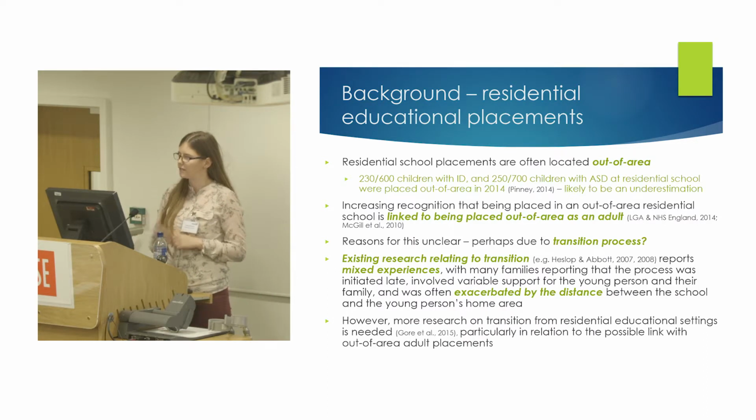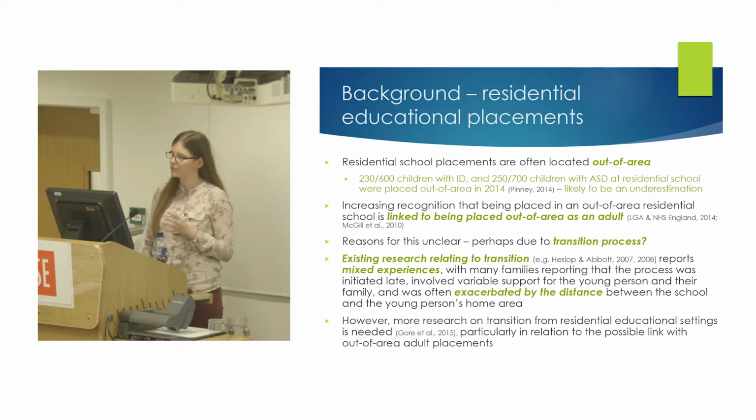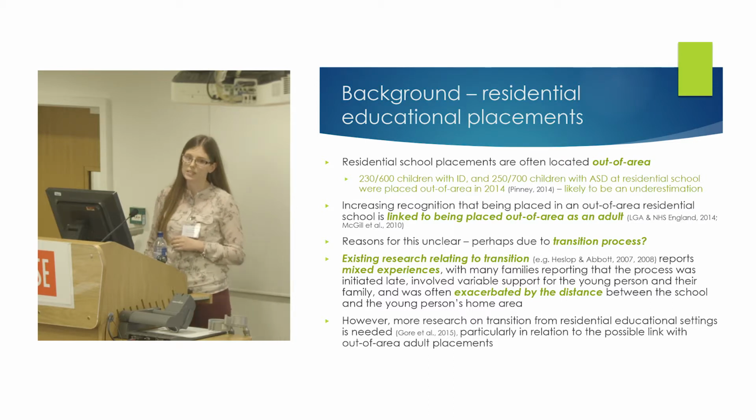A study from 2014 showed that of 600 children with intellectual disabilities who attended residential schools, 230 were in out of area residential schools. And of 700 children with ASD, 250 were placed out of area. But we know that this is likely to be quite a big underestimation, because that doesn't include independent settings or settings run by charities, which I'll take you through the data on later, but we know that they make up a really big proportion of residential school placements.